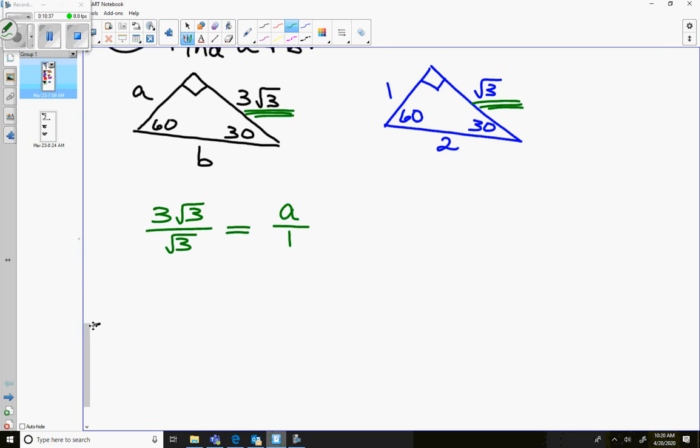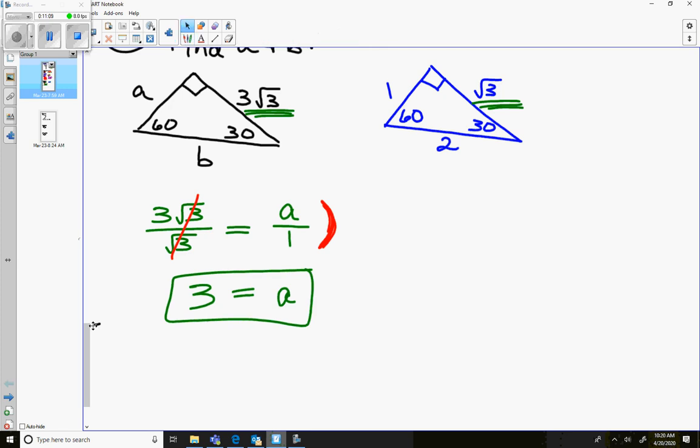And again, once you set up your proportion, cross multiply. That will always work. If you happen to notice some shortcuts, again, there are some shortcuts. In this case, several shortcuts. A over 1, that's already just A. Over here, square roots of 3 on top and bottom cancel. So it's just A equals 3. Again, not really a need to cross multiply in this case.